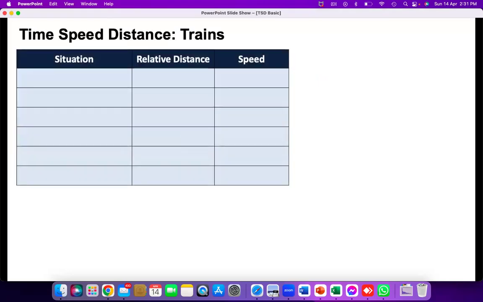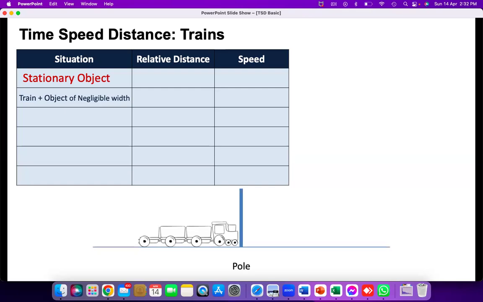Okay. Now this is the situation. Relative speed and speed, 3 parameters are there in the matrix. Now, stationary object. What is the situation? There is a stationary object, which means it is not moving. Now let's say the objects are a train and an object of negligible width. One is moving, that is the train, and the stationary object is of negligible length. What is the relative speed in that case? Because one is not moving, the relative speed is the speed of the train.